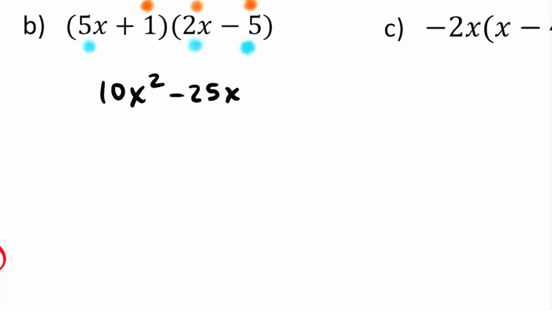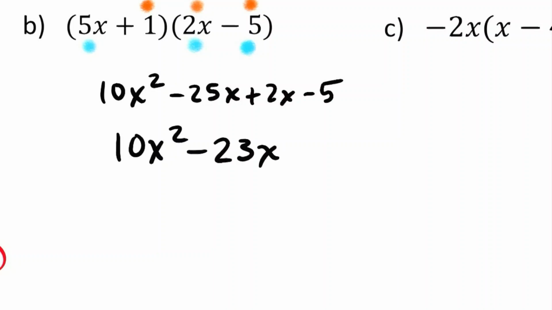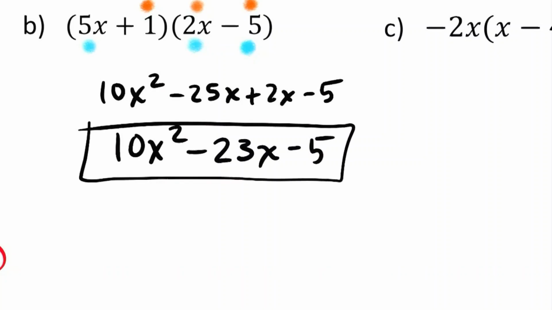And then 1, so that's the blue ones. Now the 1 times 2x gives me a plus 2x, and 1 times negative 5 gives me a minus 5. So when we collect up our like terms here, we've got 10x squared minus 23x, that's 25 minus 2, and then minus 5. So this is the product of those binomials.